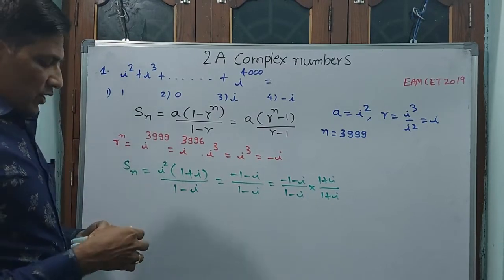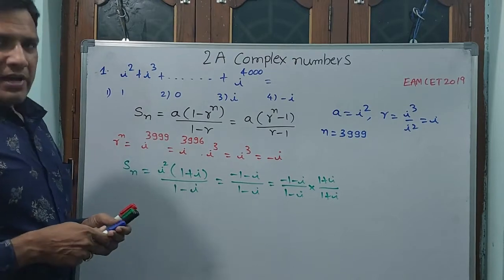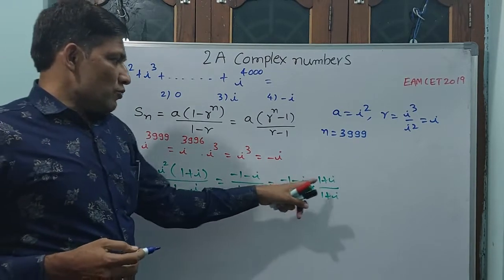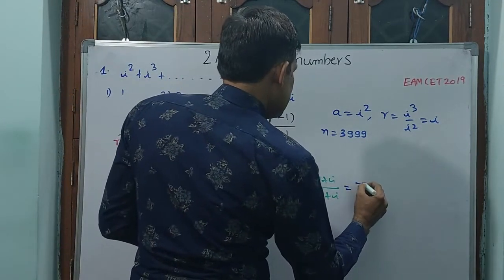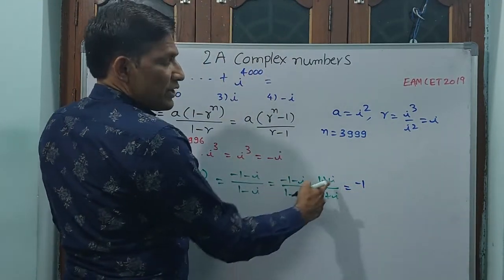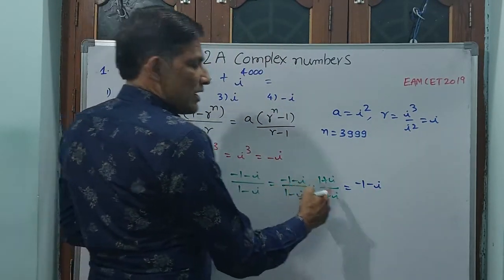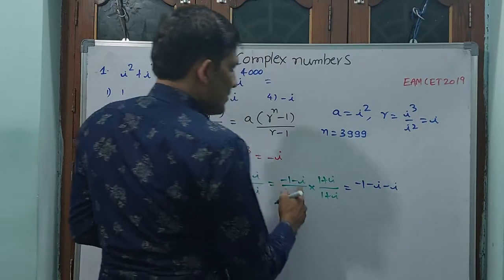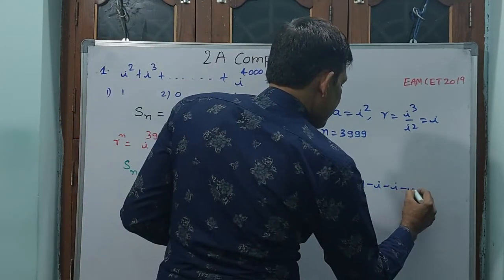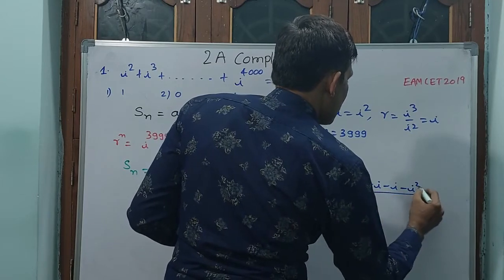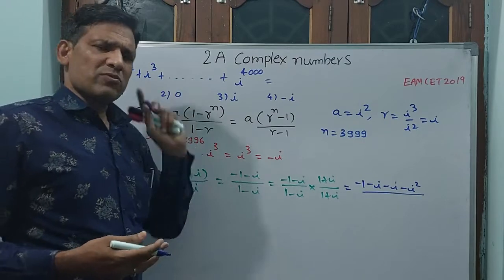Okay. If we rationalize, you see what will happen. Numerator is, you see, minus 1 into 1 minus 1, minus 1 into I minus I, minus I into I minus I, minus I into plus I minus I square. This is the case of numerator, but denominator is simply 1 square plus 1 square.